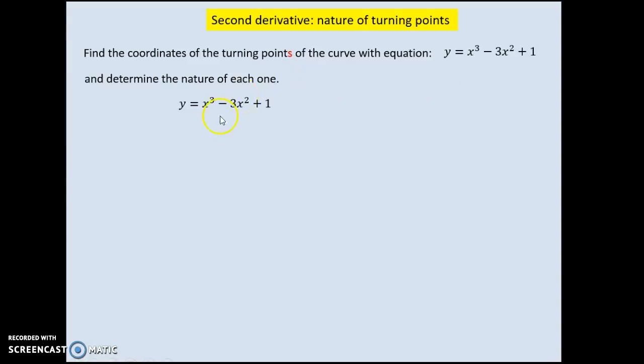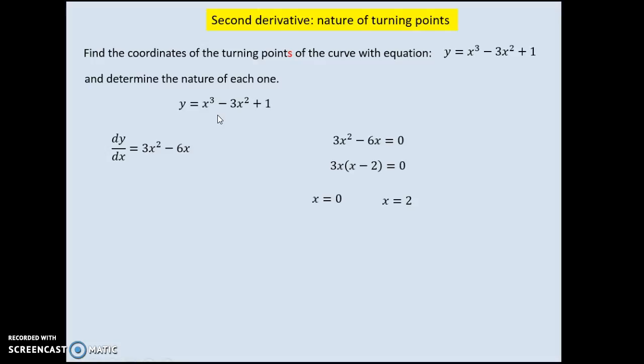So by differentiating the given graph, we find the gradient of the curve at any point. But since the question says for the turning points, we know that the gradient at that specific moment is equal to 0. So we set 3x squared minus x equal to 0. We factorize and solve to get that the x coordinates are 0 and 2.